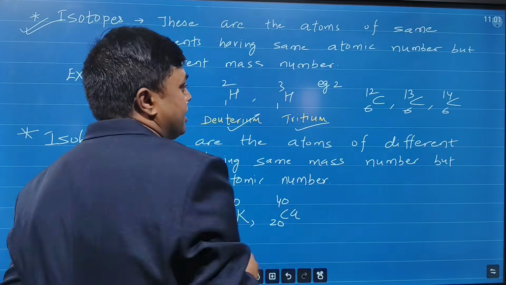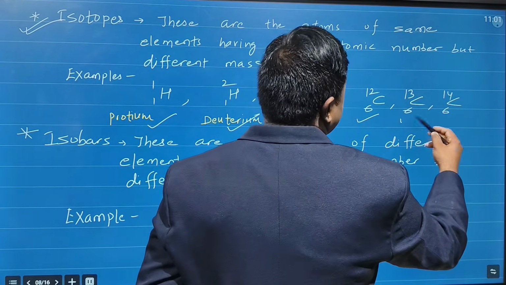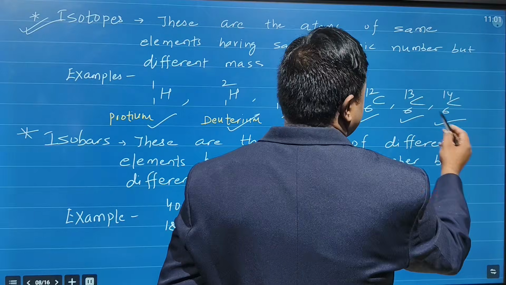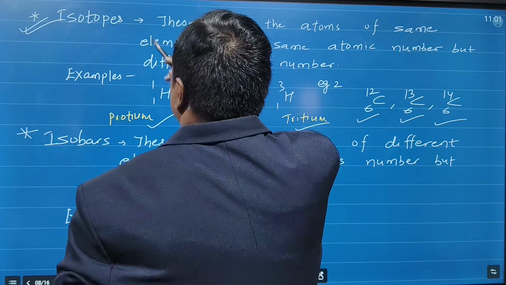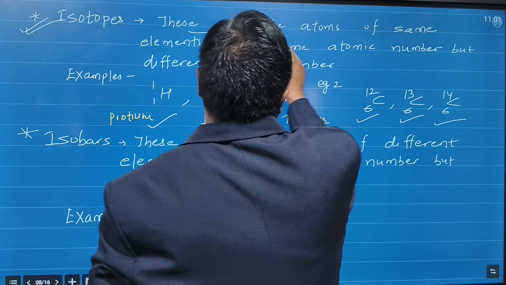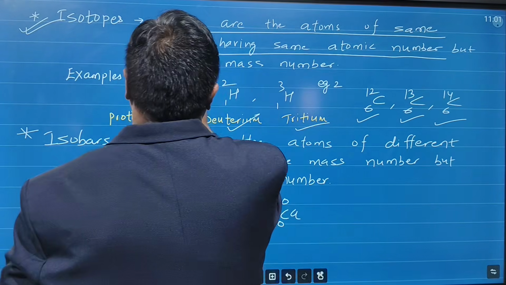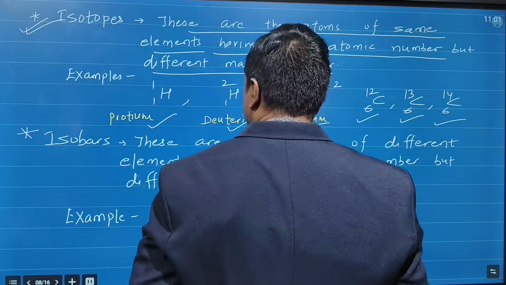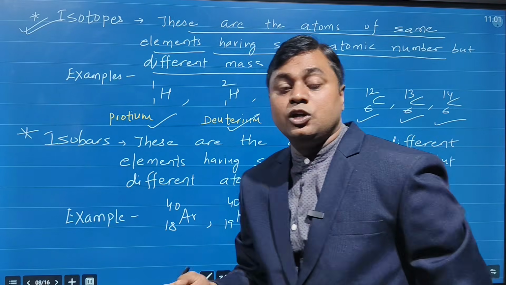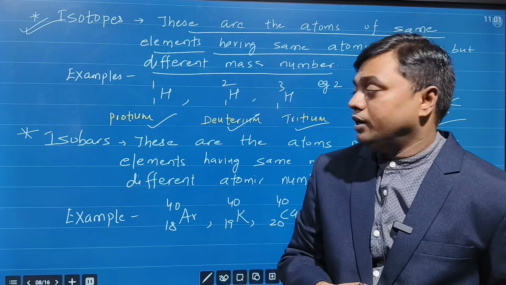Okay. Similarly, carbon has isotopes: carbon 6-12, 6-13, 6-14. These atomic numbers are the same but mass numbers are different. You can see the definition: these are the atoms of the same element having the same atomic number but different mass number. As the mass number is different, the number of neutrons will also be different.